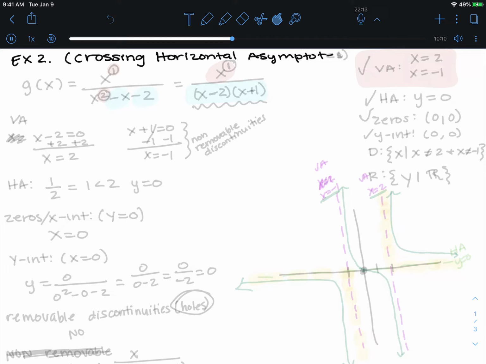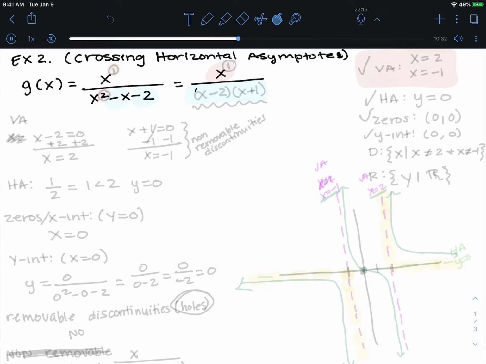And these are the situations and the examples where that can actually happen, right? Or horizontal asymptote. Okay? So our function is going to be x over x squared minus x minus 2. So we start off with the first step, which is factoring.